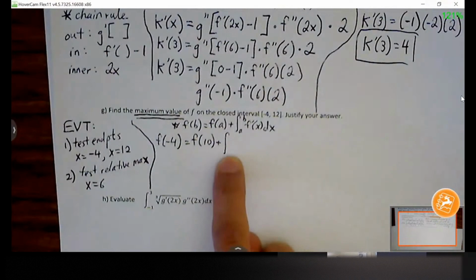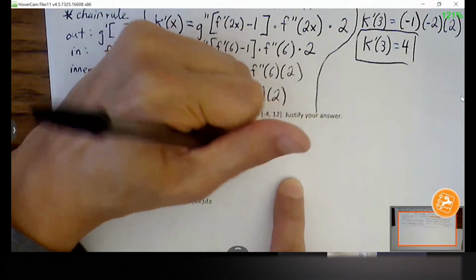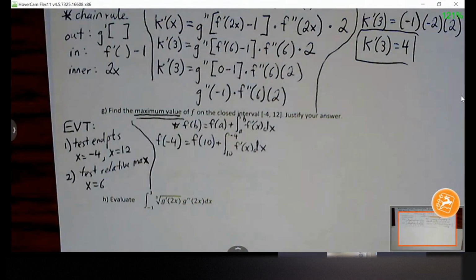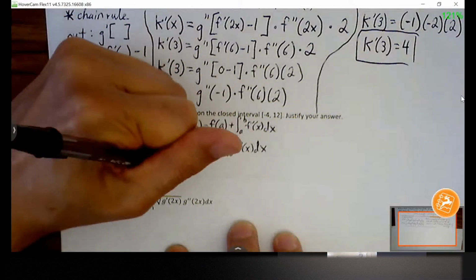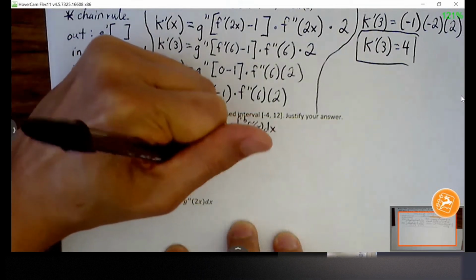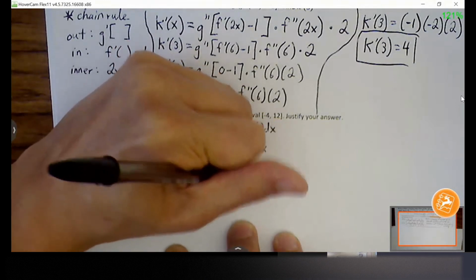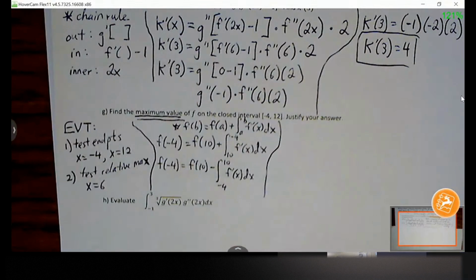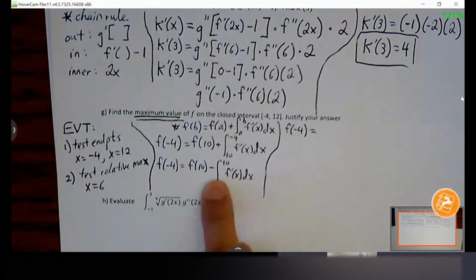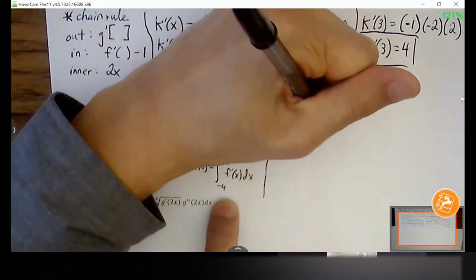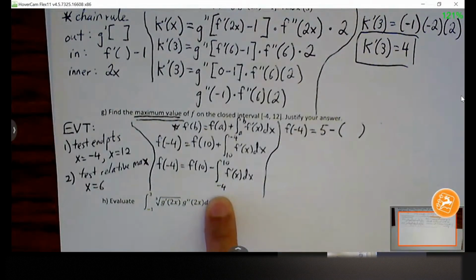And again, we're going backwards, right? We're starting at 10, going to -4. I realize I'm going backwards, so I'm going to change that sign. f of 10 is 5 minus the integral from -4 to 10.